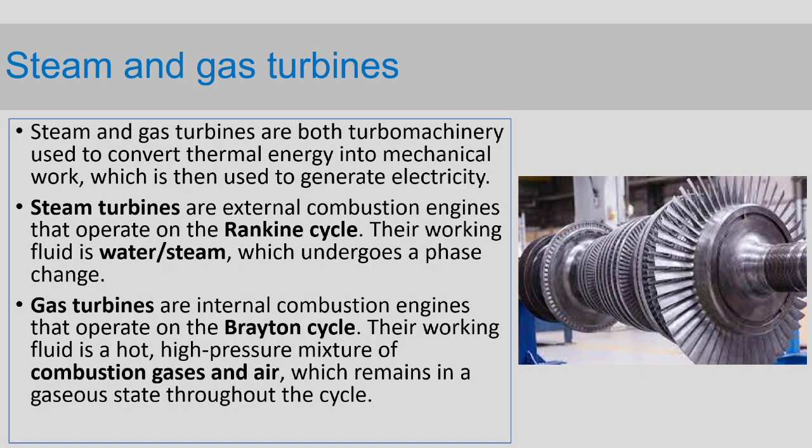Next topic is steam and gas turbines. Steam and gas turbines are both turbomachinery used to convert thermal energy into mechanical work. So steam turbines are external combustion engines that operate on the Rankine cycle. Gas turbines are internal combustion engines that operate on the Brayton cycle.